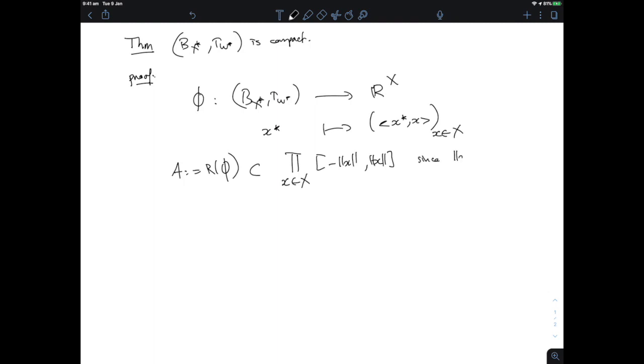Right, you're in that because x star has norm less than 1, because you're in B of X star. So x star applied to x in absolute value cannot be greater than norm of x. But then what the Tikhonov theorem is telling us is that this product, as gigantic as it may be, because it's a product of compact spaces, returns a compact space. So this product here, as a topological space, has to be compact.